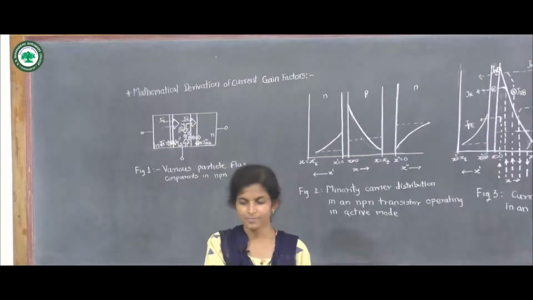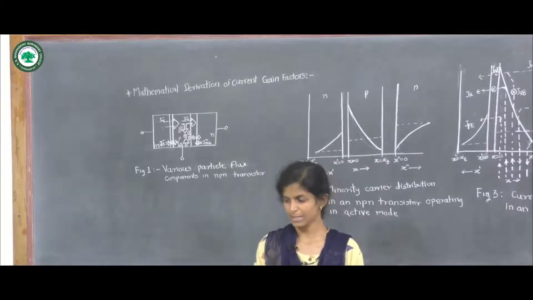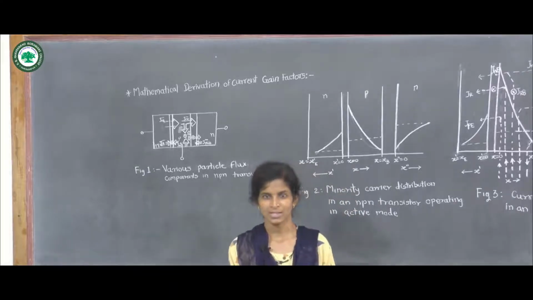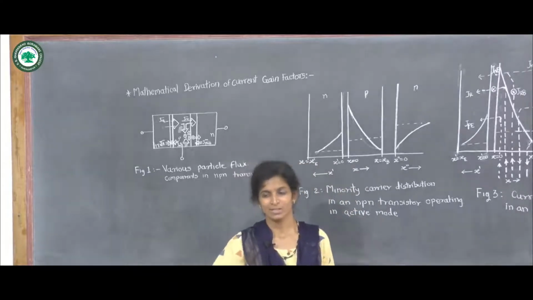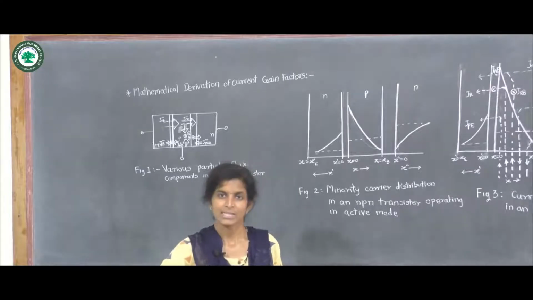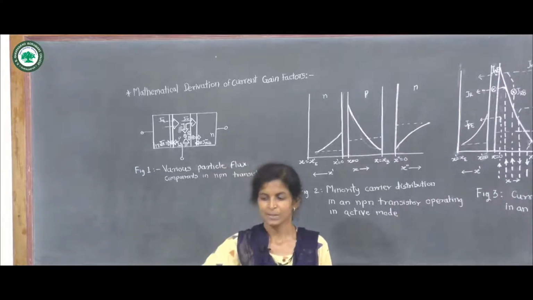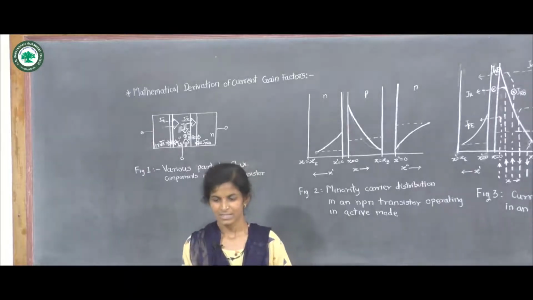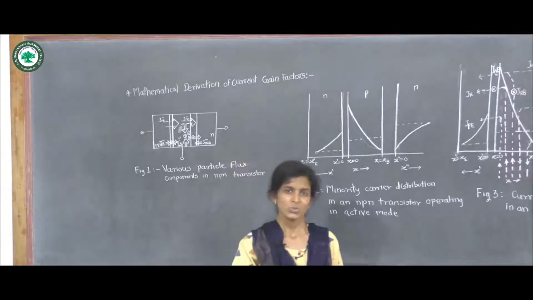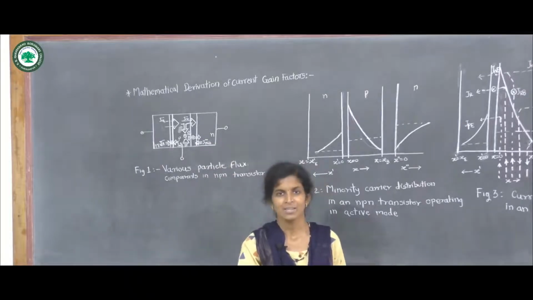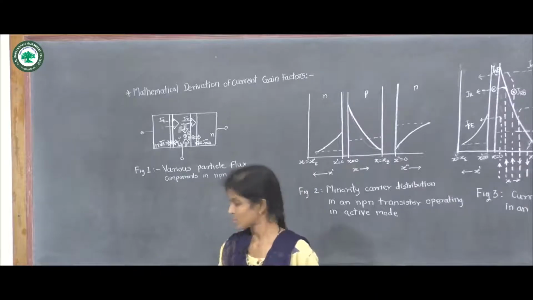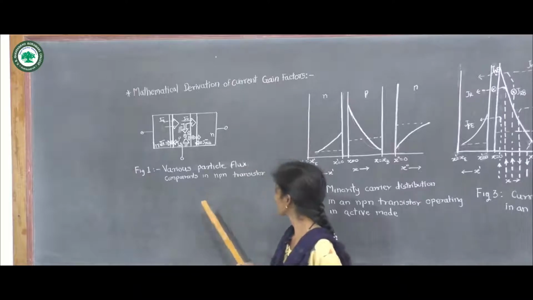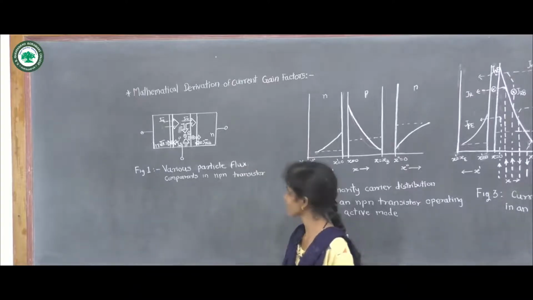Hello students, in this lecture we will see the next point, that is mathematical derivation of current gain factors. In order to see the mathematical derivation of current gain factors in a transistor, first one has to take into consideration a transistor, say an NPN transistor. So this figure 1 shows various particle flux components in an NPN transistor.